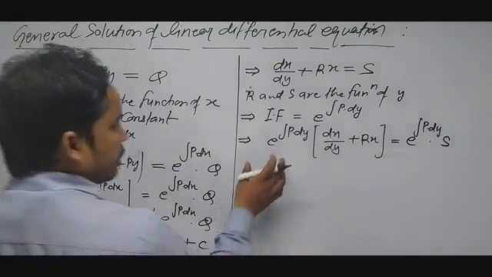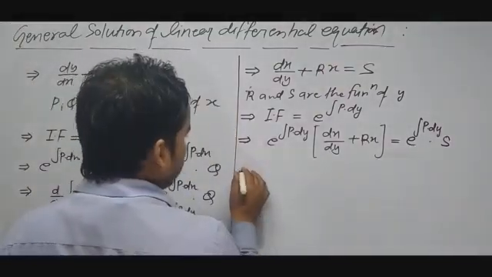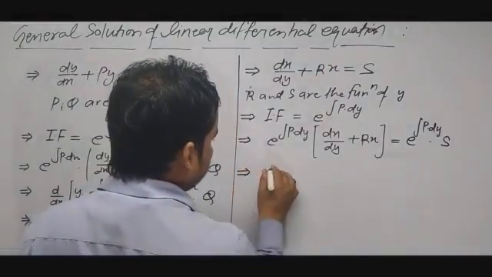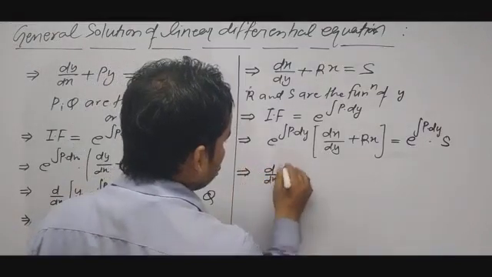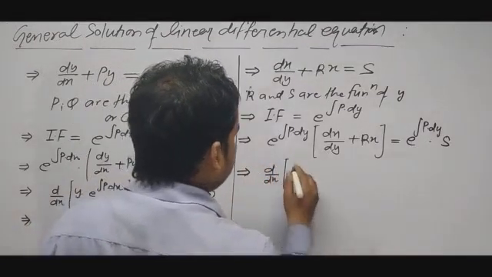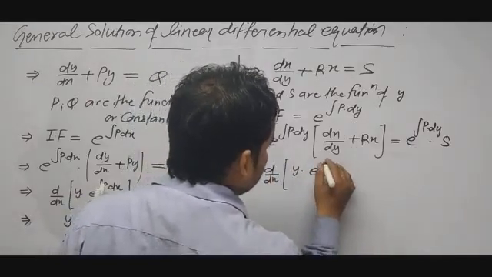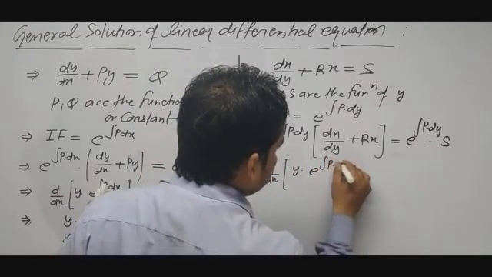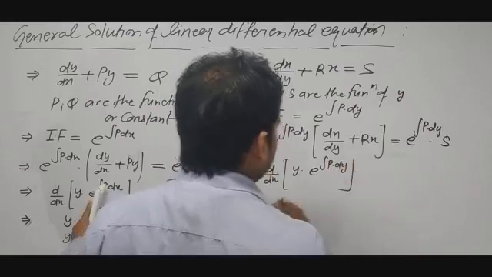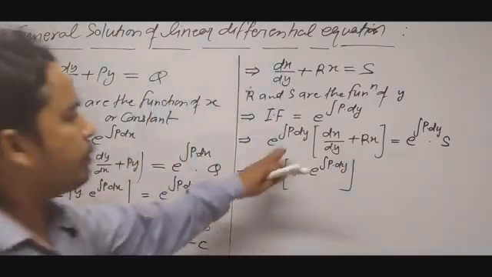Now you will see this is the result of differentiation of x times the integrating factor, meaning e to the power integration of P dy. When you integrate or differentiate, you will get the same result.